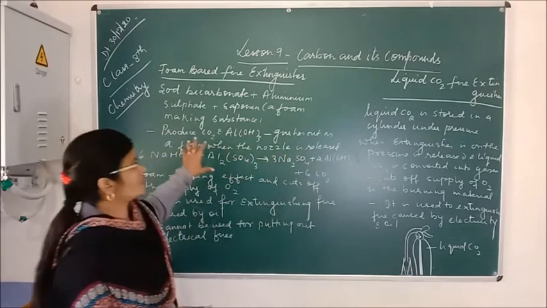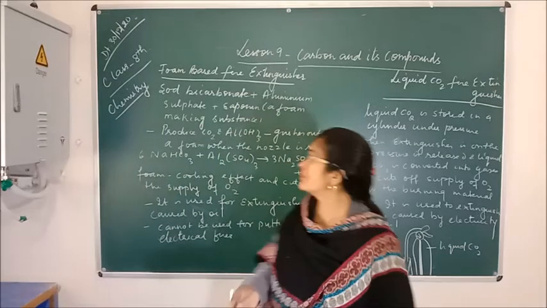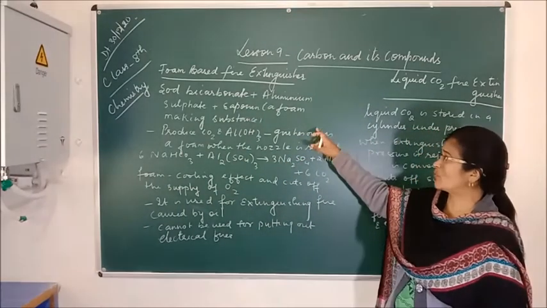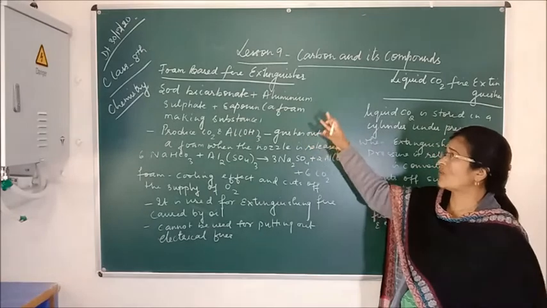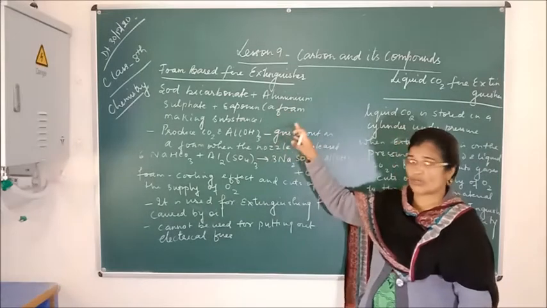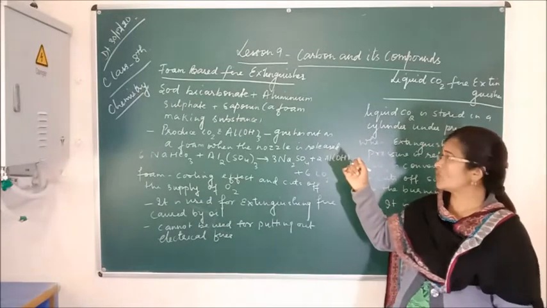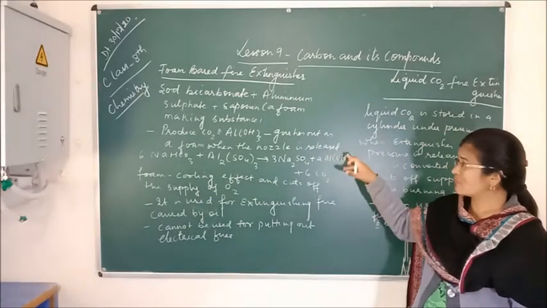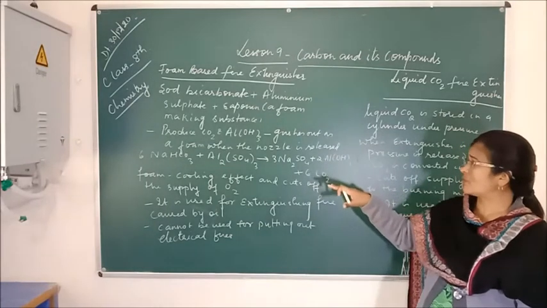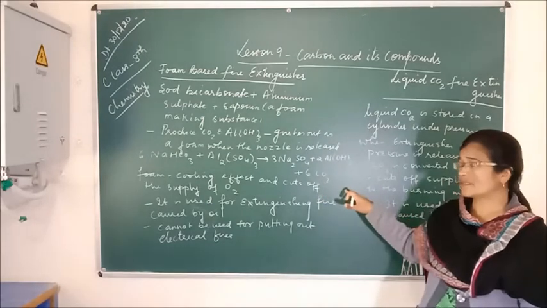Whereas in the foam based fire extinguisher, we take the mixture of sodium bicarbonate and aluminum sulfate, as well as saponin, the foam making substance. When all three substances react together, they produce CO2 and aluminum hydroxide. They come out as a foam from the nozzle, and this foam acts as a cooling effect, and because of the cooling effect, they cut off the supply of oxygen and the fire gets extinguished.